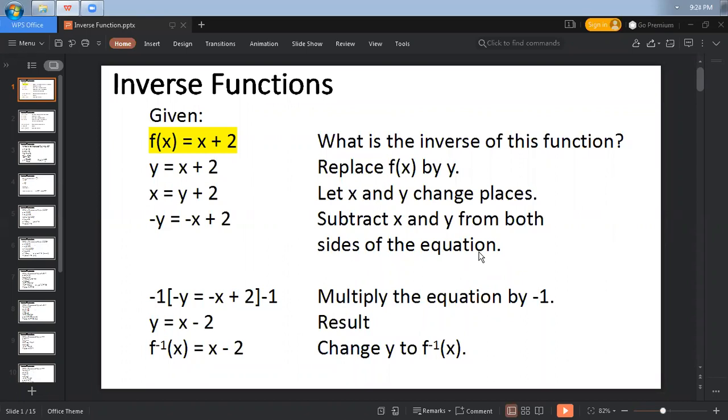Kamusta kayong lahat? This is Sir Lupheht at ngayon pag-usapan natin kung paano ba kunin ang inverse ng isang given function.